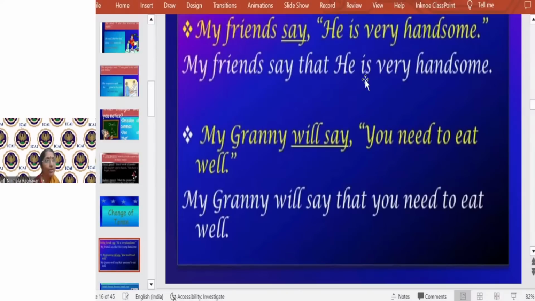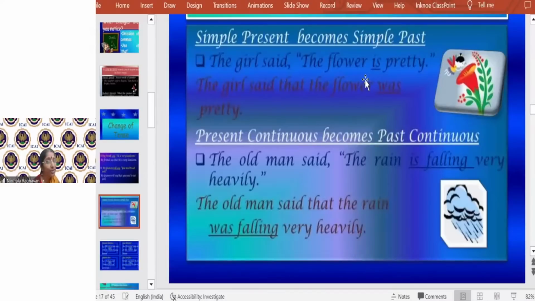Okay. My granny will say, "You need to eat well." My granny will say that you need to eat well. "Will" is again used because it's the future. Okay. Now, simple present becomes simple past. The girl said, "The flower is pretty." The girl said that the flower was pretty. Now, the present continuous. The old man said, "The rain is falling very heavily." The old man said that the rain was falling very heavily.